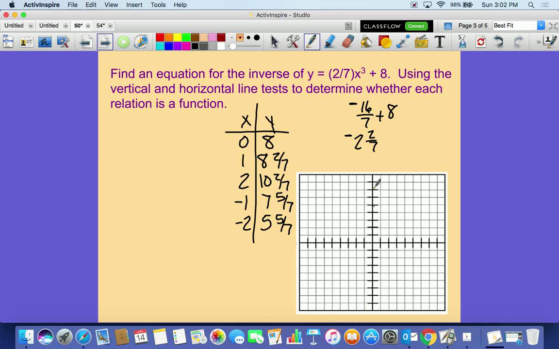0, 8 is up here. 1 and 8 and 2/7 would be approximately there. 2 and 10 and 2/7 we'll say is about there. -1 and 7 and 5/7 there. -2 and 5 and 5/7, a little bit less than 6, so approximately there. Now what we have going on here is a line that kind of looks like this.